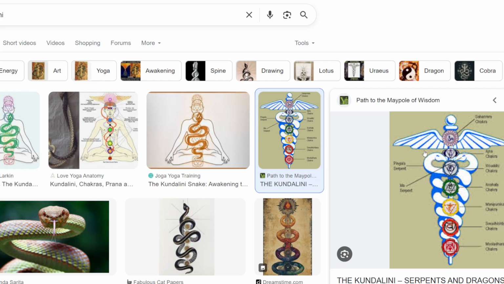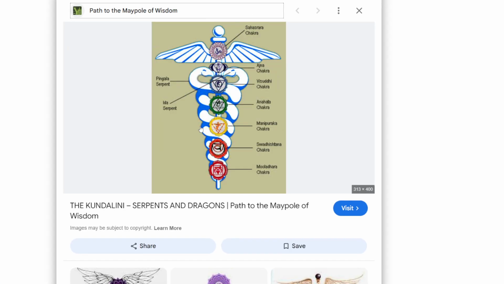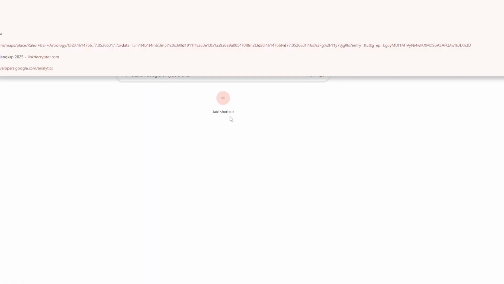So this is also the same part. This is also the same thing. This symbol is used in medical science. Doctors' associations generally have this symbol.